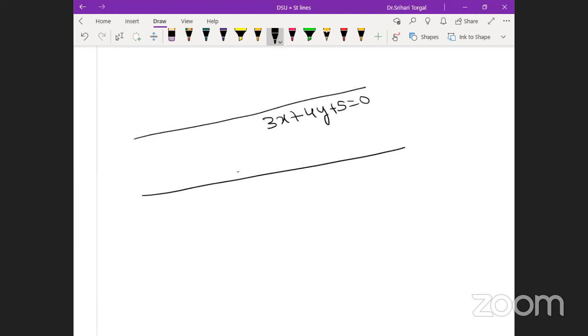If you want the parallel line equation, then it is very simple. Just write 3x + 4y. But we don't know the constant. Remember, when a line is parallel, only the constant is unknown.